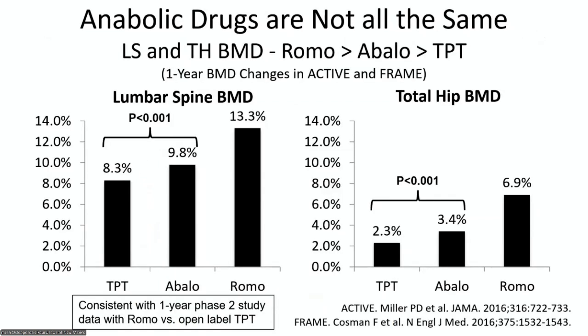Looking at bone density with anabolic drugs, again, there are differences. Now, I have to say this is an unfair comparison, putting romosozumab in here because it's a different study, but teriparatide and abaloparatide were studied head-to-head in the ACTIVE study with the lead author Paul Miller, and there was a somewhat greater increase in bone density with abaloparatide compared to teriparatide. And in a different study, the FRAME study, we see a far greater increase in bone density with romosozumab.